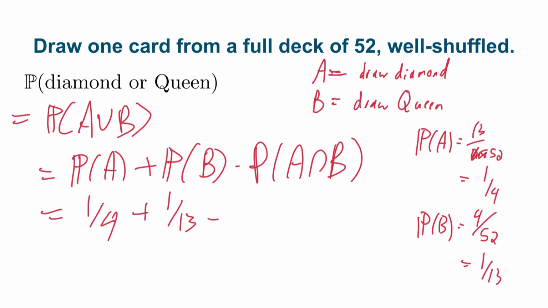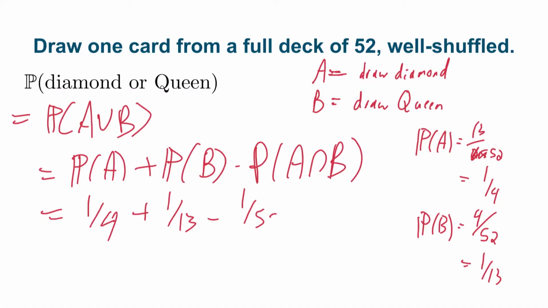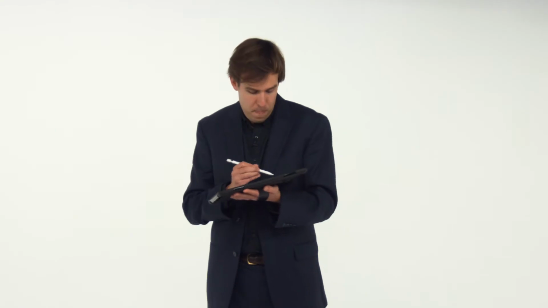But now I have to ask, what's the probability of A and B? What's the probability of drawing a queen that is also a diamond? There's only one of those cards in the deck. So that's the only way that this happens. So I get 1 in 52. So I don't have to subtract a big number here. There's not much overlap between being a queen and being a diamond, but it's not 0.